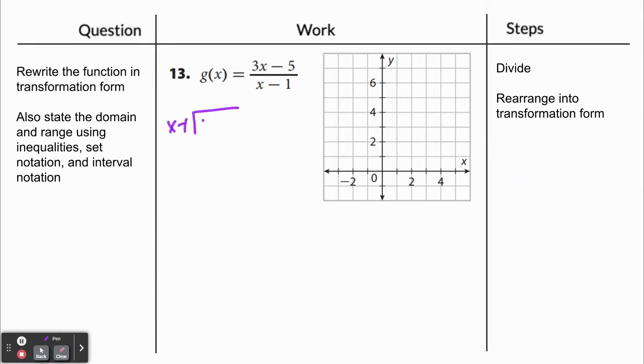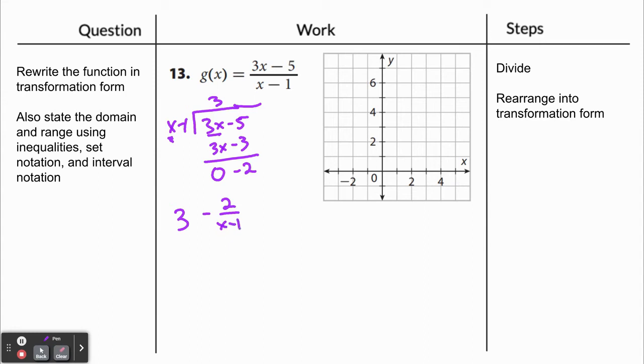x minus 1, 3x minus 5. So we're looking for what I need to multiply this number by to get to this number here, which will be 3. Now I'm going to multiply 3 times x minus 1, which gives me 3x minus 3. I subtract these now. 3x minus 3x is 0. Negative 5 minus a negative 3 is negative 2. And so what I have here is 3 minus 2 over x minus 1.